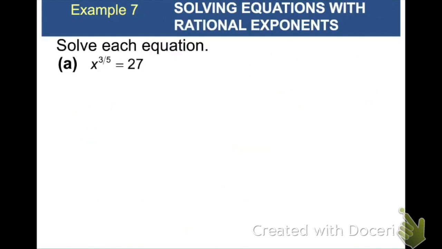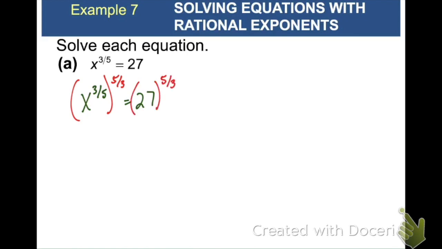In this next example, I don't have any radicals necessarily, but I do have a fraction exponent, which we could always change to a radical. The easier way to do this, though, is to raise each side to something that when I multiply it with 3/5, I get 1. In this case, it's just going to be the inverse of 3/5, which is 5/3. So I'm going to raise each side to the 5/3.